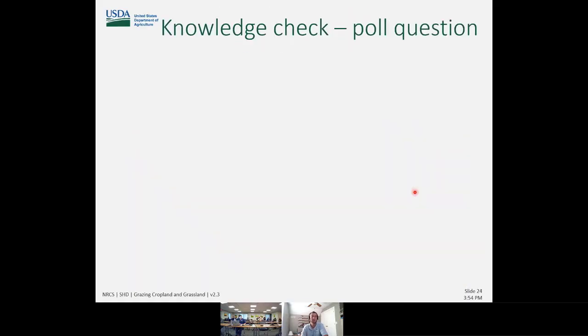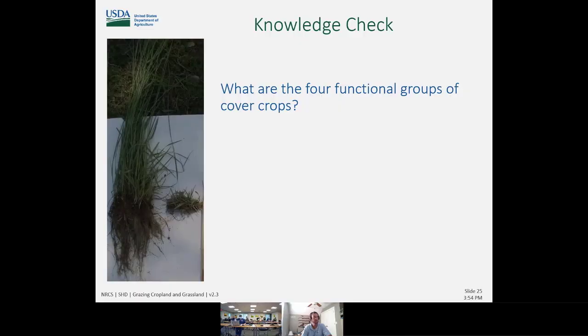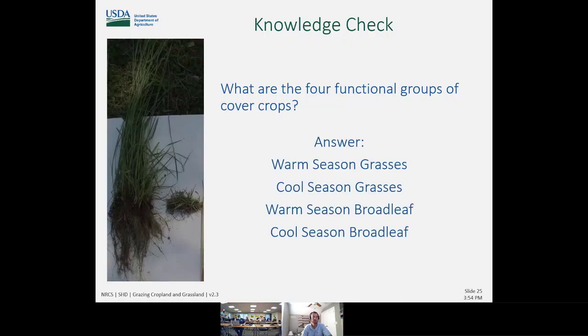So now we have an opportunity for a knowledge check and a poll question, so we could get some participation from the room. The question is, what are the 4 functional groups of cover crops? One of those is warm season grasses, cool season grasses, warm season broadleaf, and cool season broadleaf.